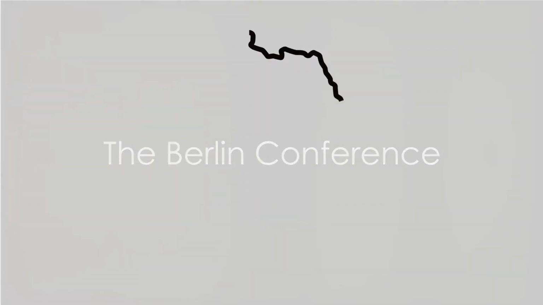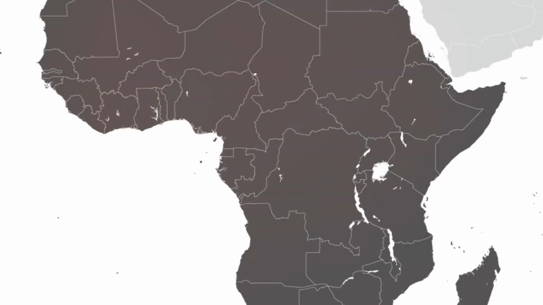Have you ever wondered how the shape of modern Africa came to be? What series of events led to the borders we see today? Well, the answer lies, in part, with an event known as the Berlin Conference.